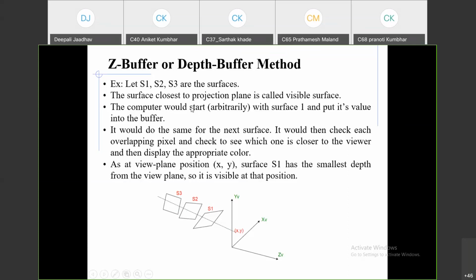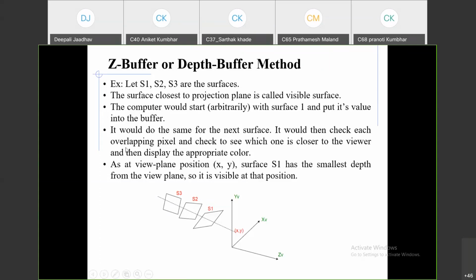So the computer would start with surface 1 arbitrarily and put its value into the buffer. There are two buffers used, the frame buffer and the Z buffer. It would do the same for the next surface: it takes that value and puts it into the buffer.